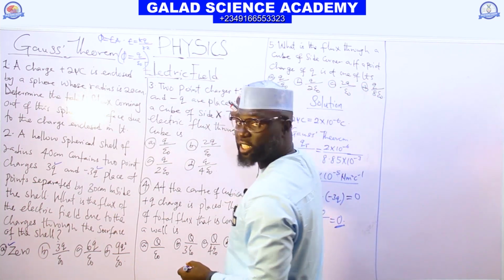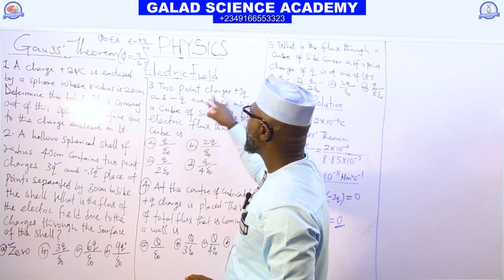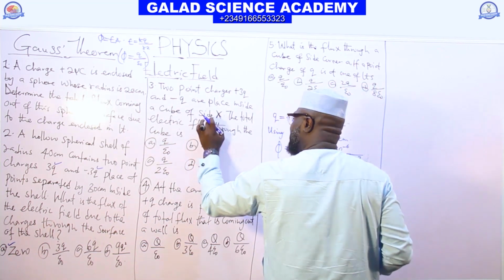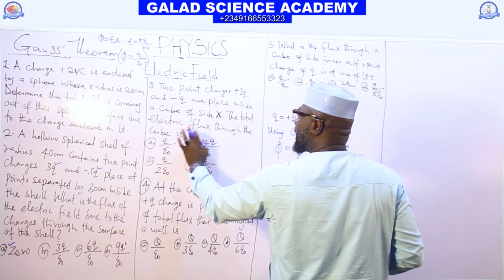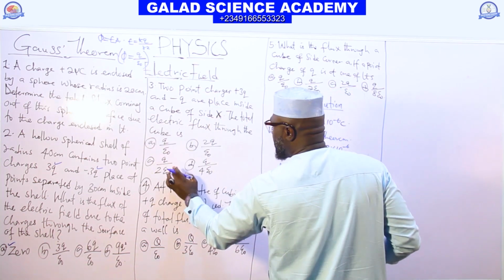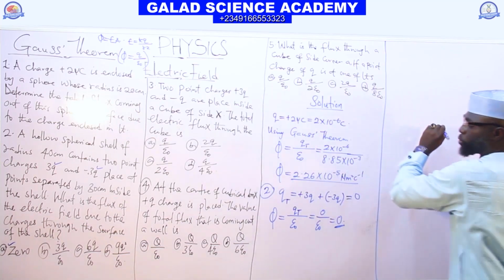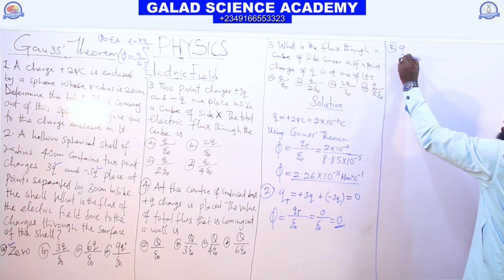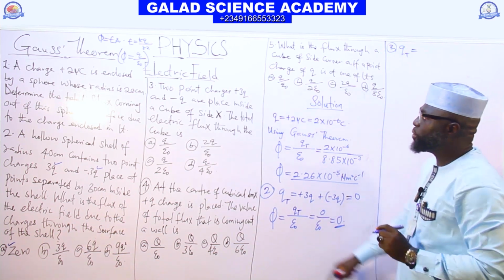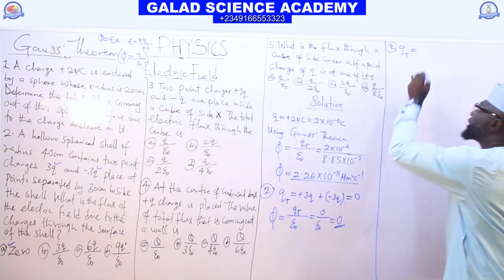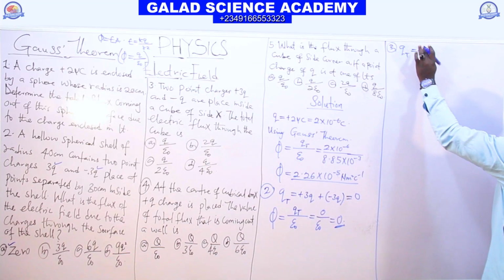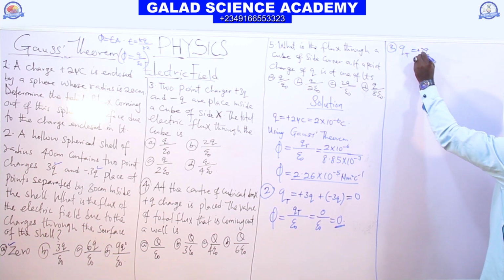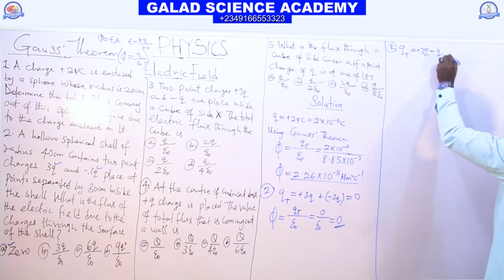Two point charges, plus 3Q and minus Q, are placed inside a cube of side X. The total electric flux through the cube is what? Question 3. Our total charge: how many charges do we have here? We have plus 3Q and minus Q.